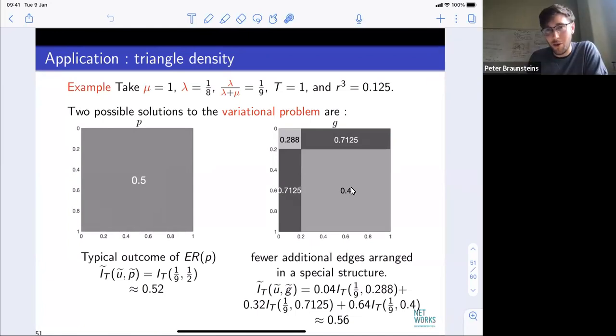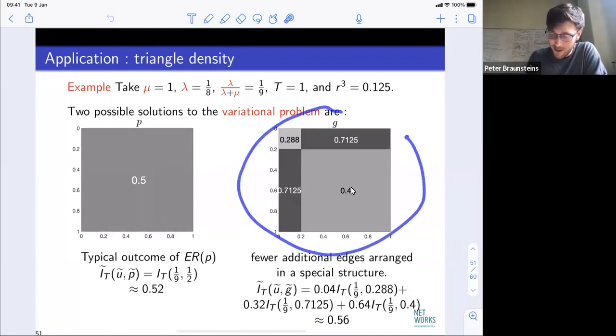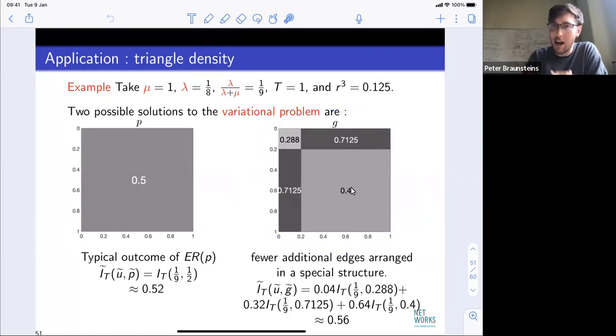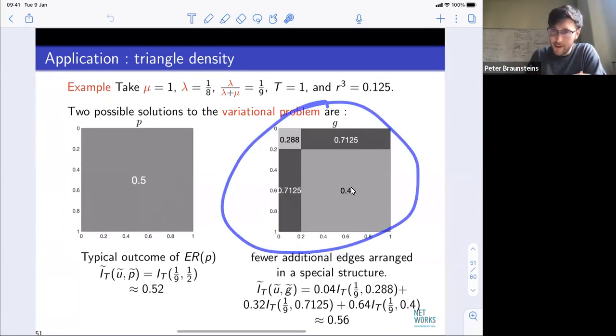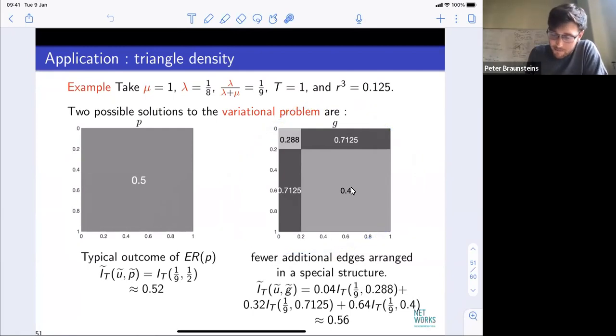It's not so obvious why you get this, but yeah, I believe that you get something like this. Okay. Some intuition is, I think, if you get one vertex here and two vertices here, then two of the edges correspond to this larger probability, and that gives you more triangles. Two of the edges in the triangle.